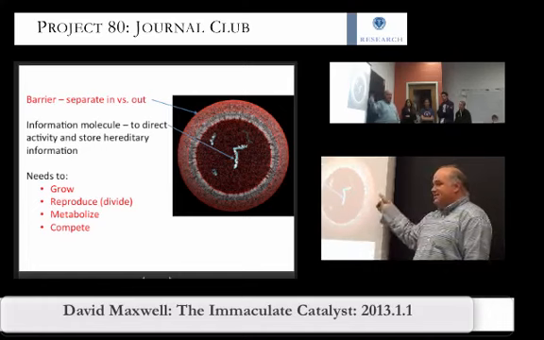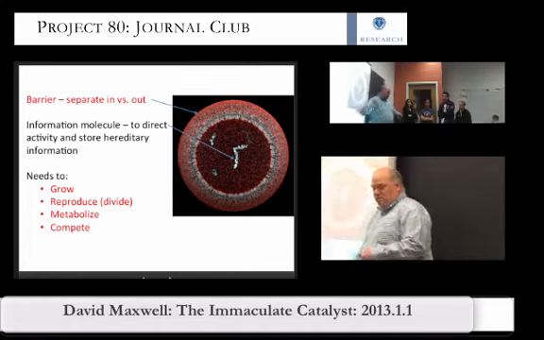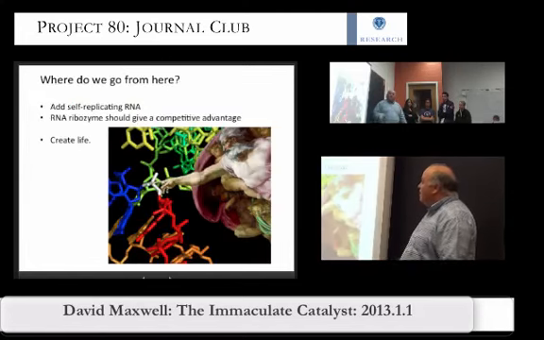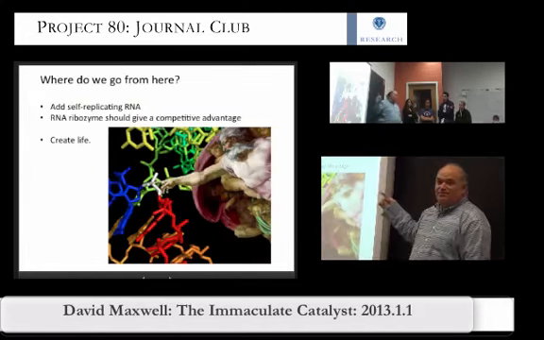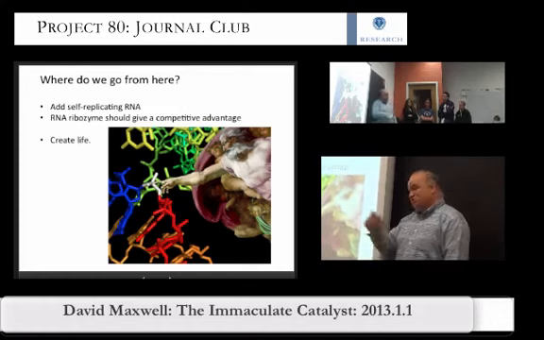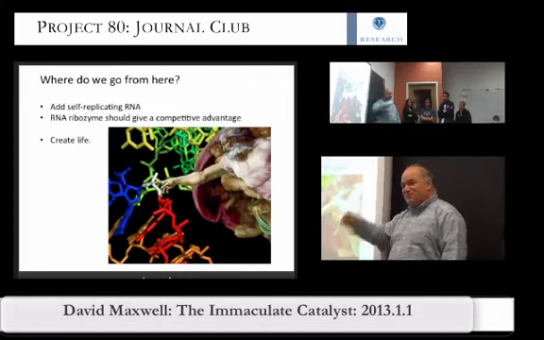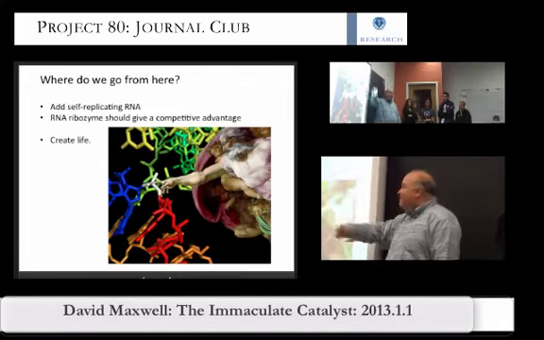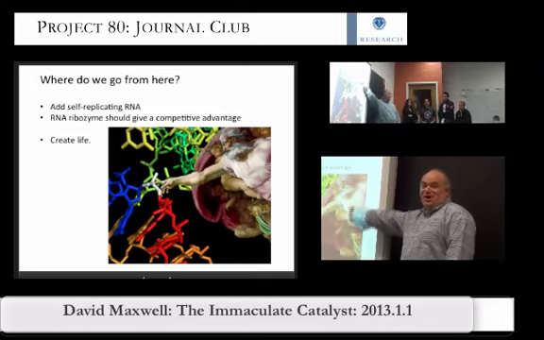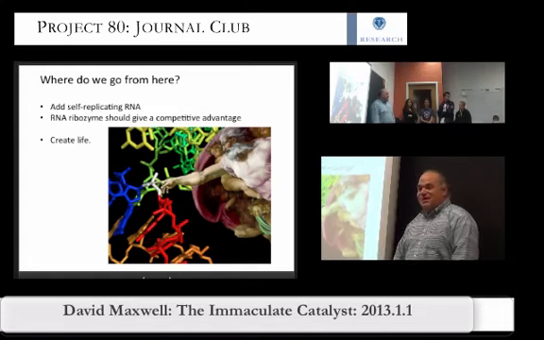So in this tiny little thing, yeah, it's not alive because we don't have RNA to be the hereditary molecule. But where do we go from here? The next thing to do is add a self-replicating RNA, which actually another group was doing. They got a self-replicating RNA. Get that RNA ribozyme to give the thing competitive advantage and somewhere down the line create life. Any questions?